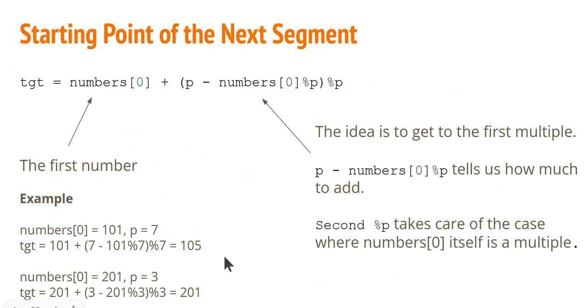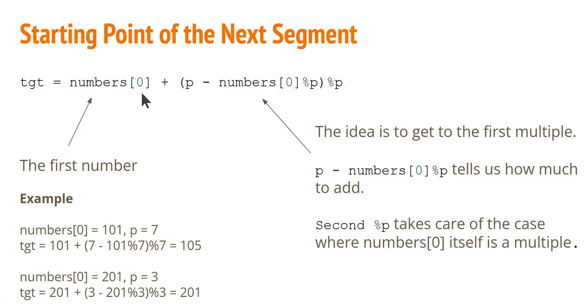Like I said, the interesting bit is how do I find the starting point of the next segment? Well, remember, in the case of the basic sieve, we always started from 2 because 2 was the first prime number. But here we have to start with a multiple of 2, which is the first multiple of 2 falling in the range of the segment. In fact, in general, we have to start with any multiple of any prime number, which is the first multiple that falls in the range.